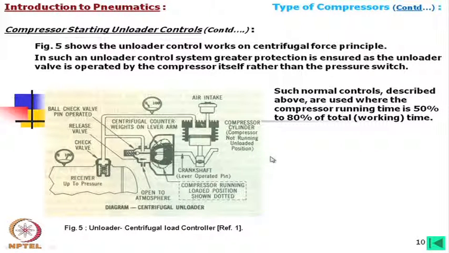Such normal controls described above are used where the compressor running time is 50% to 80% of total working time.